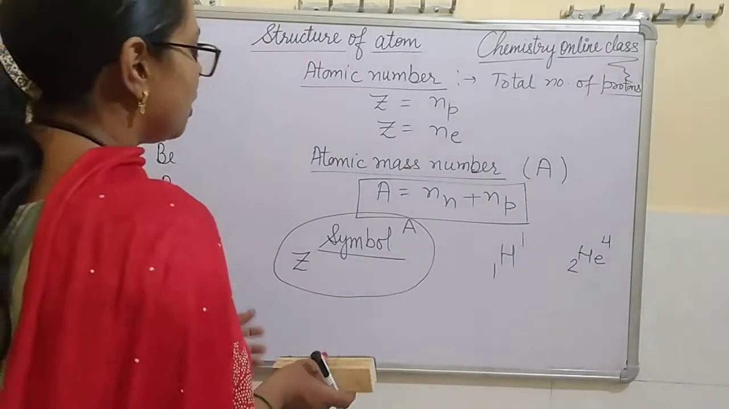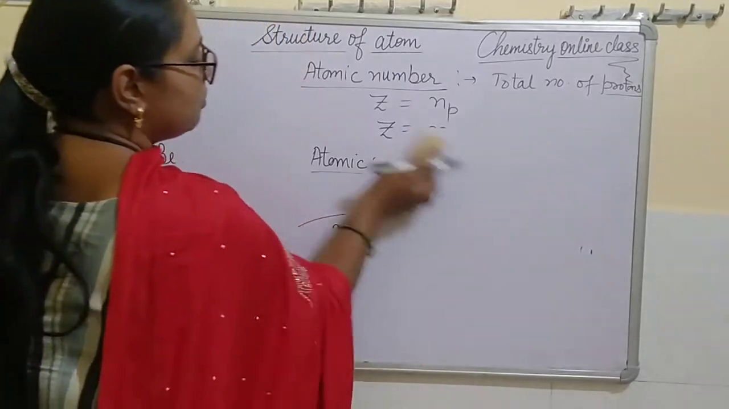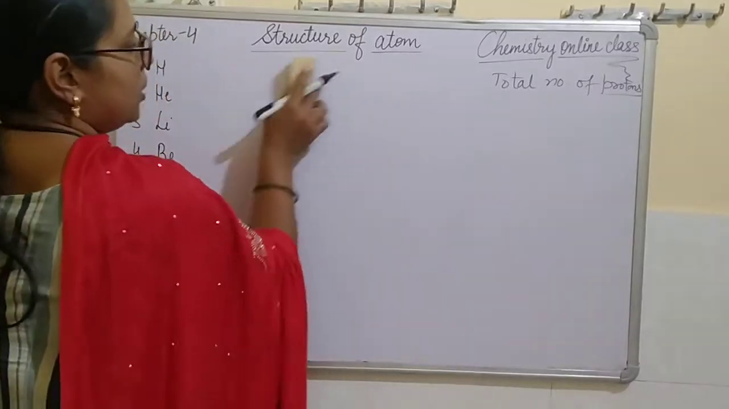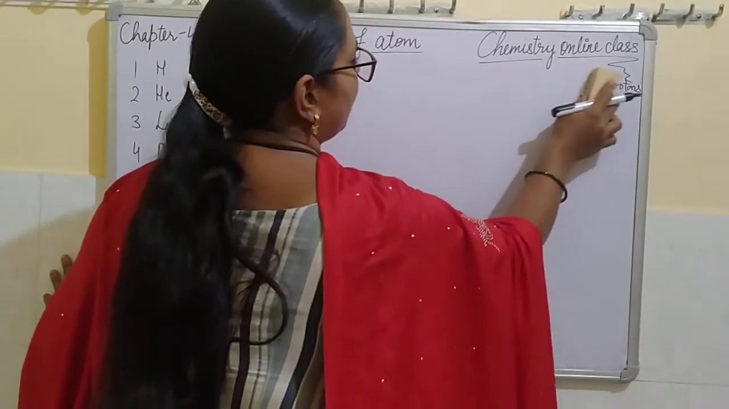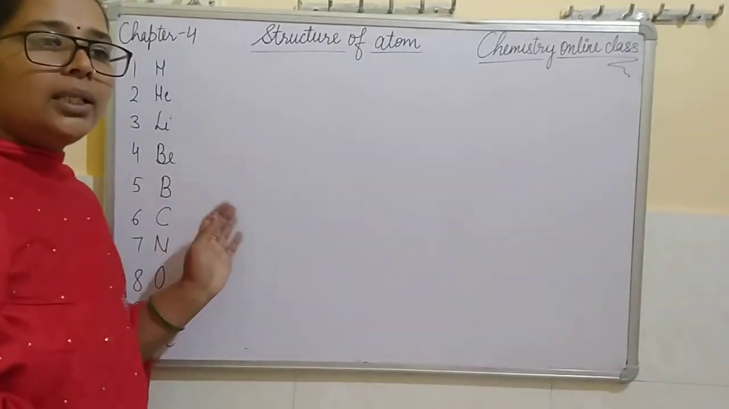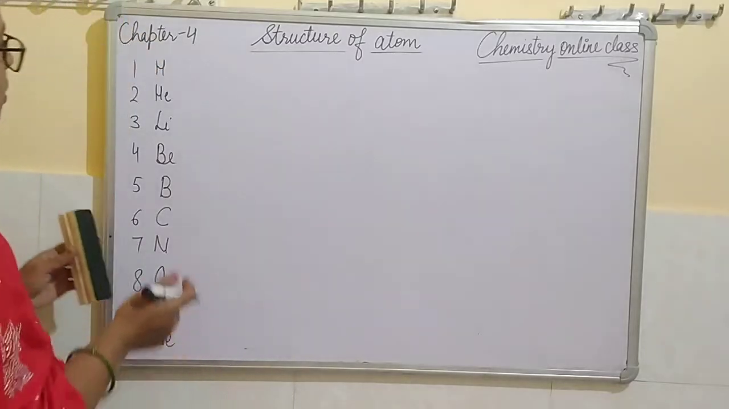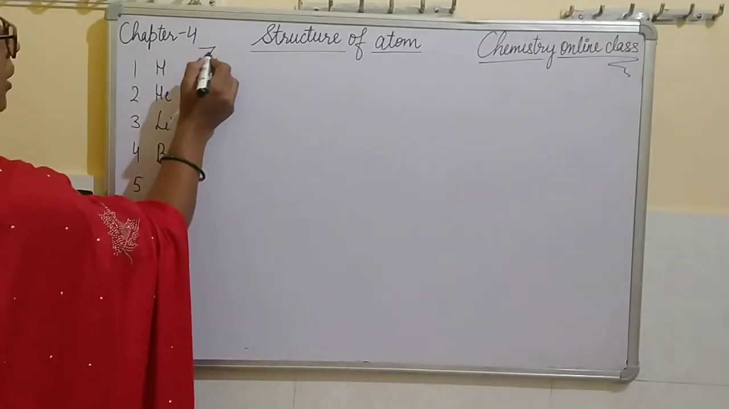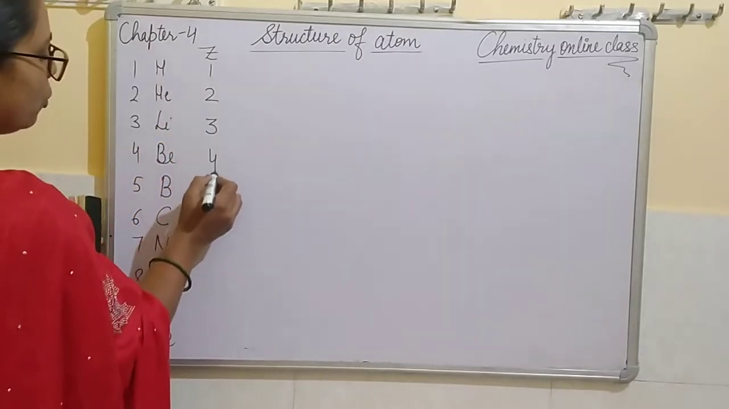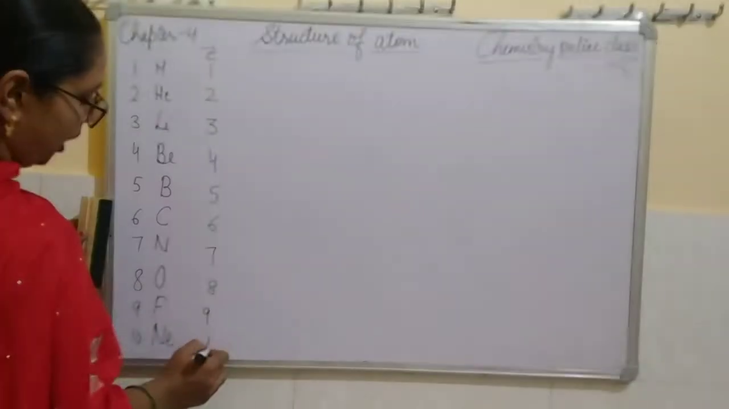So now come to the distribution. As the serial number is equivalent to its atomic number, the elements in the periodic table are arranged on the basis of their atomic number, and the serial number is same as their atomic number. So in this way, the atomic number for hydrogen is 1, for helium 2, then 3, 4, 5, 6, 7, 8, 9 and 10.